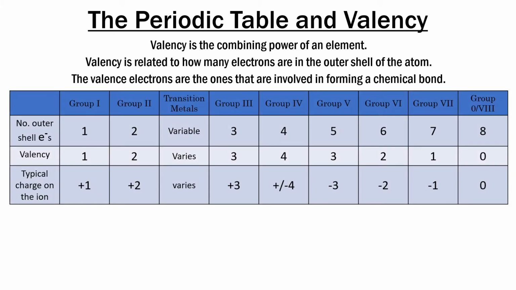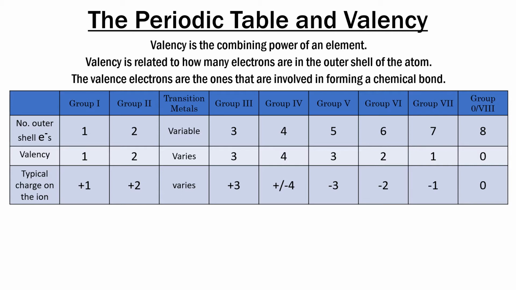So if we look at this table, initially it looks quite complicated. It shows us the groups at the top here, and it shows us that group number is the same as the number of outer shell electrons. So those elements in group 1 will have 1 outer shell electron, group 2, 2 outer shell electrons, and so on all the way through.